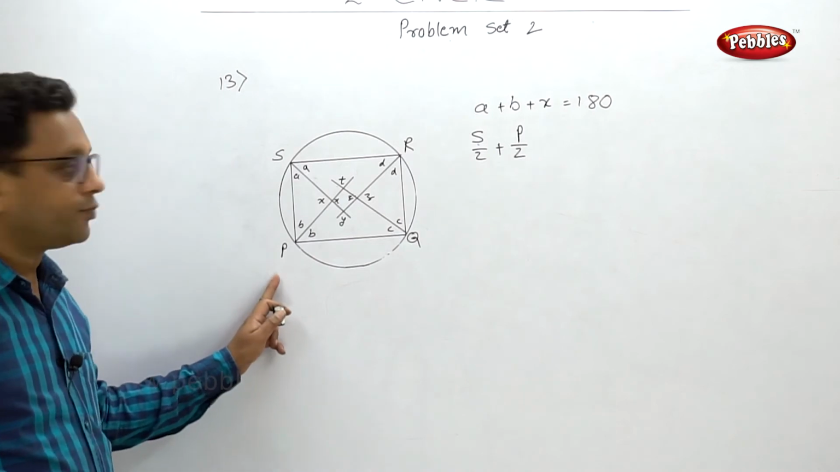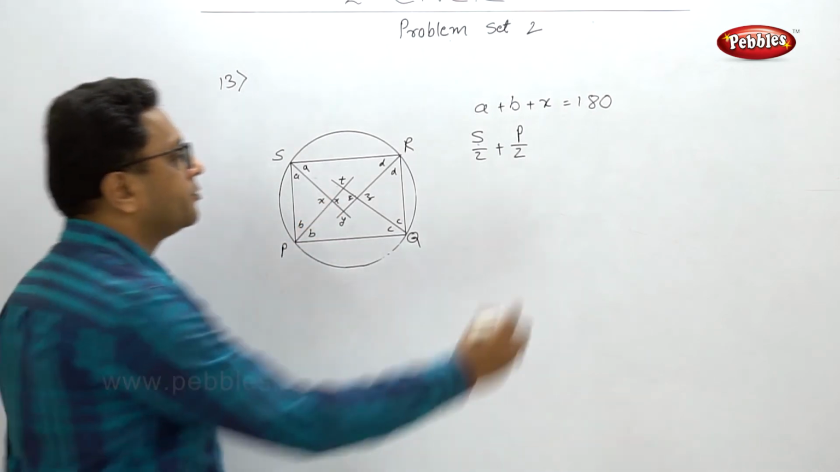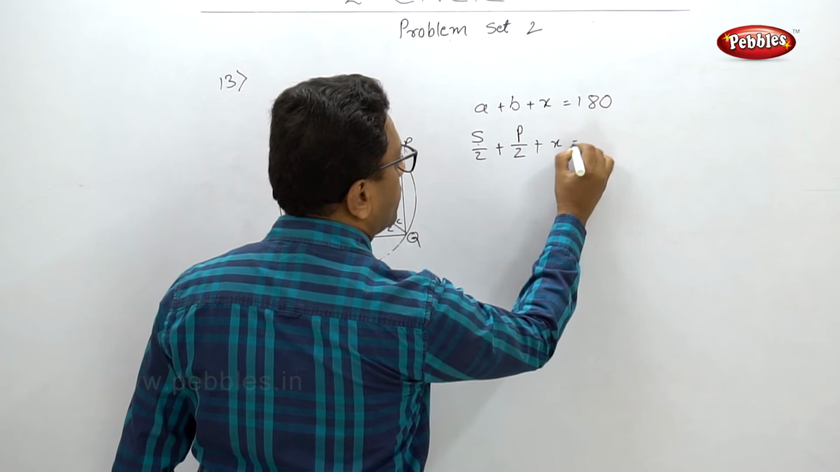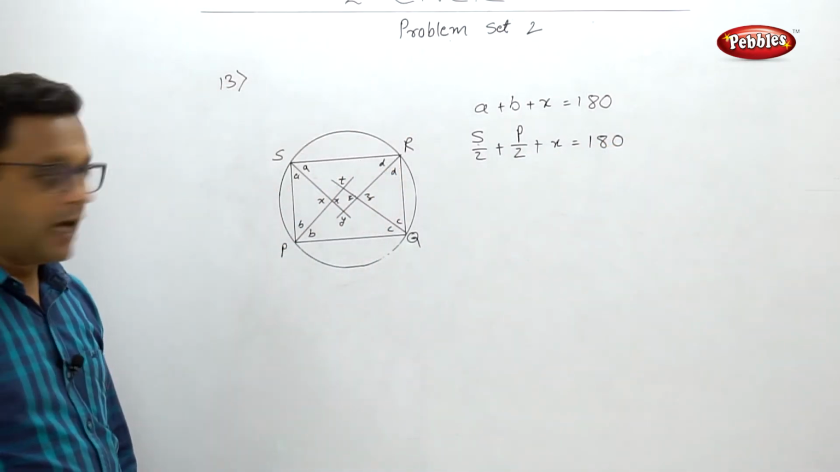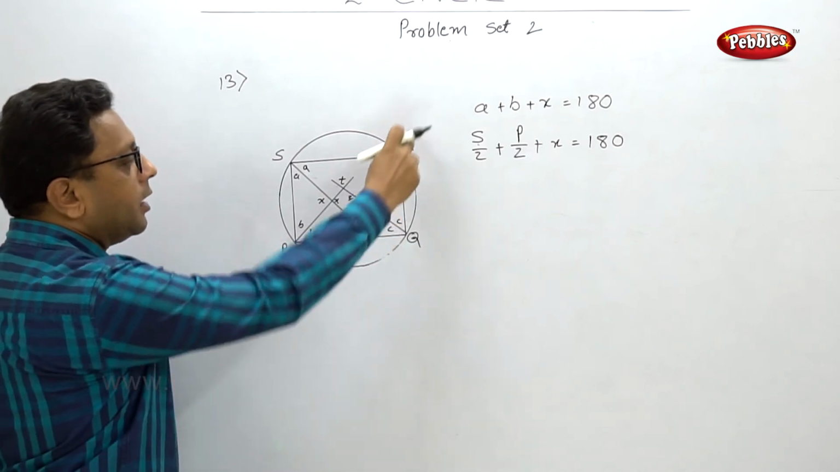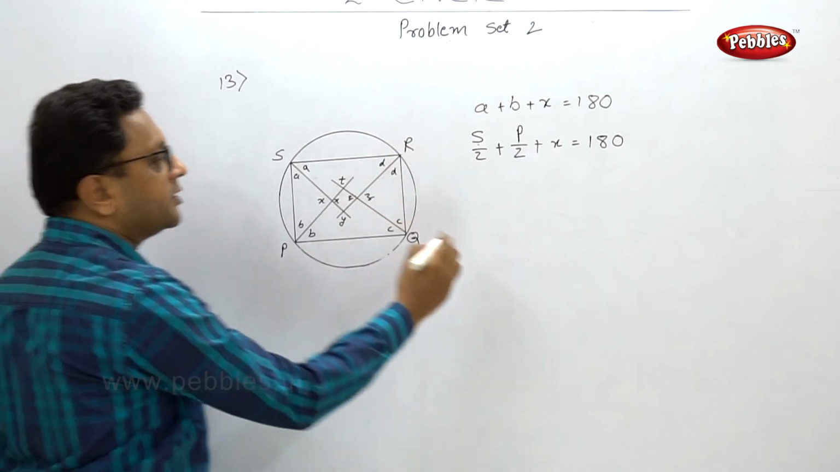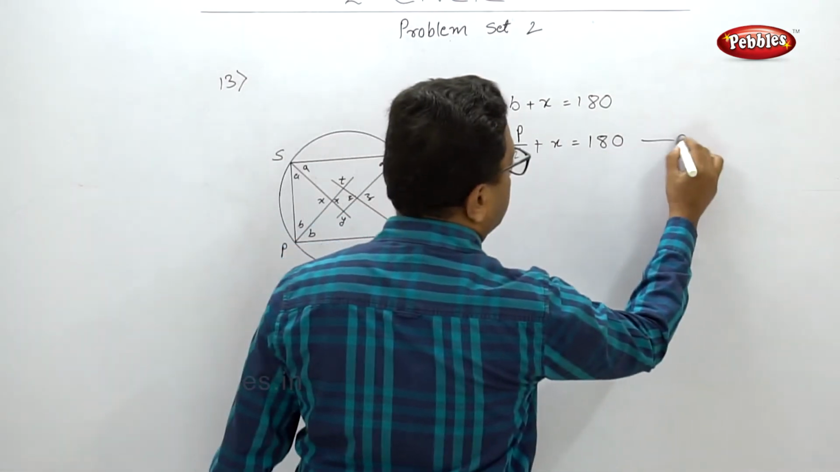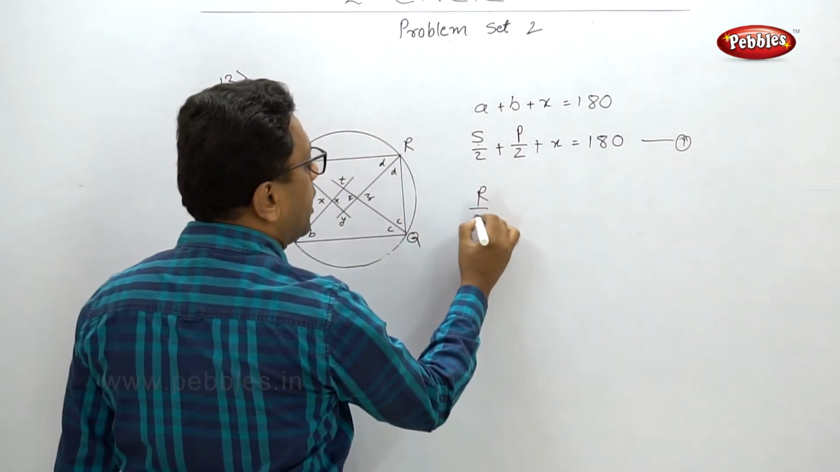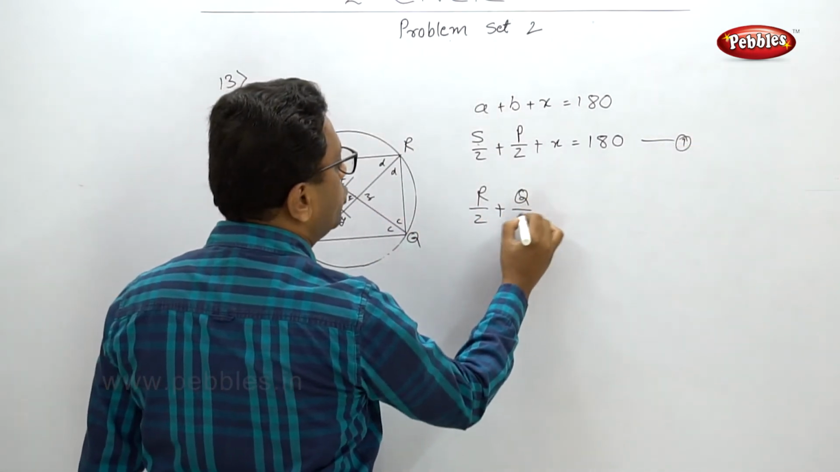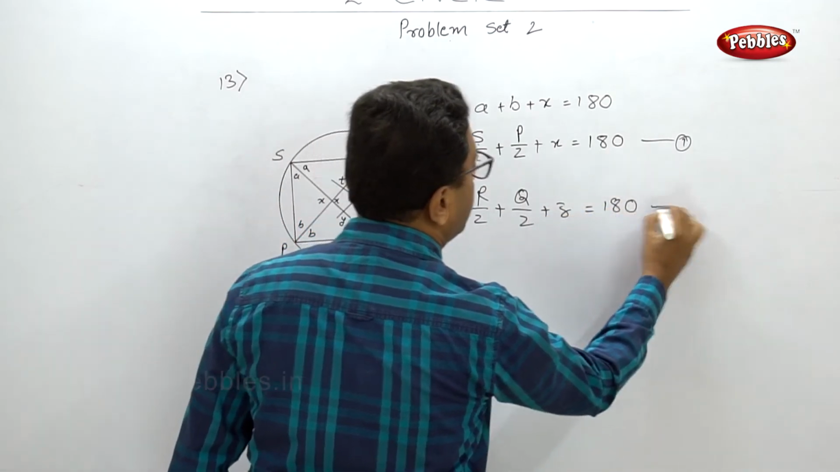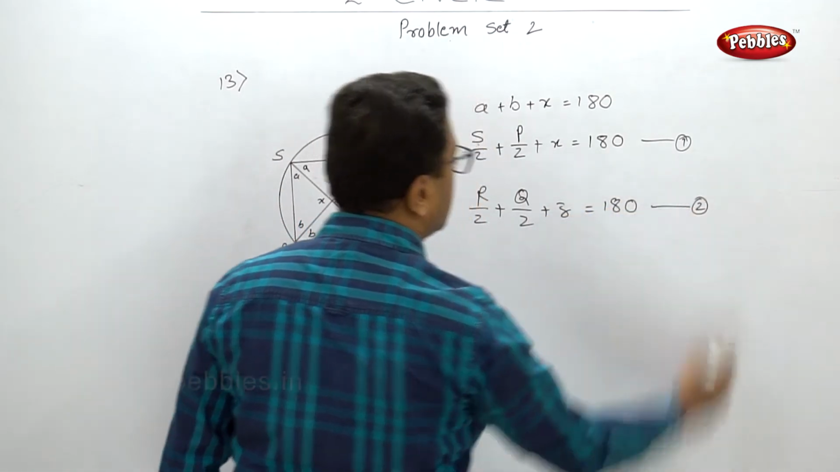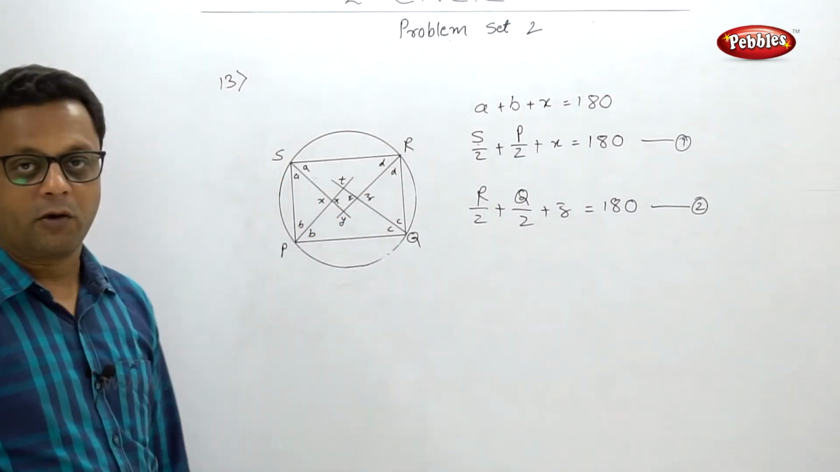P by 2 plus X is equal to 180. And similarly, I can write in this triangle R by 2 plus Q by 2 plus Z. This is our 1. Then we have R by 2 plus Q by 2 plus Z is equal to 180 degrees. This is the second equation what we got.